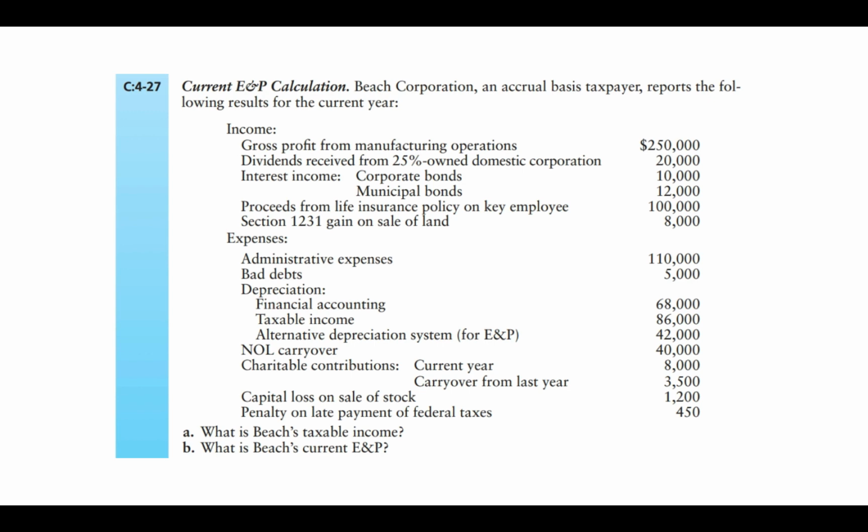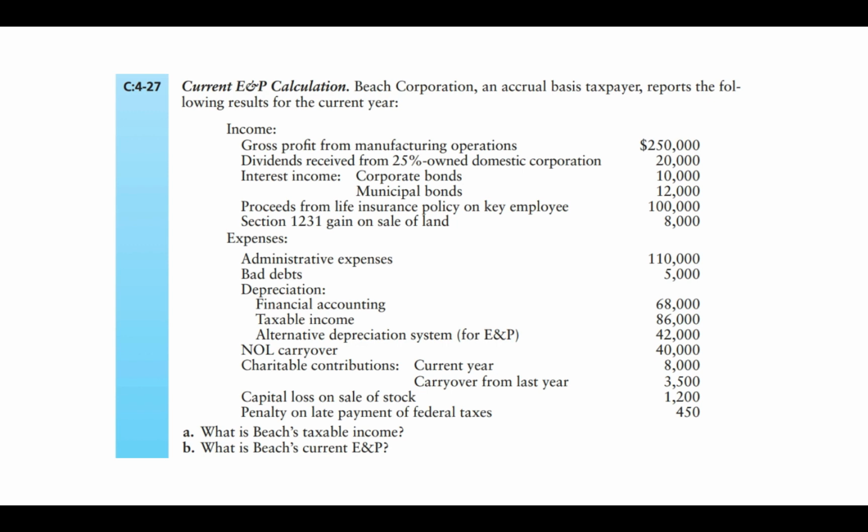And then we have expenses: administrative, bad debt. We have depreciation. It gives us the different means of depreciation: financial accounting, tax income, and the alternative depreciation system. For calculating my taxable income, we will use the tax depreciation. We have a net operating loss carryover, which we may or may not get to use depending on the limitations based on taxable income. And we have charitable contributions. We made one this year and we have a carryover.